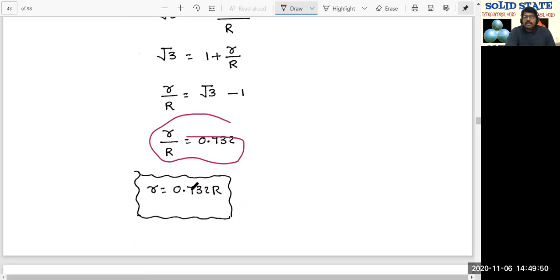So this is about voids. In fact, voids are broadly classified into two types: planar voids and non-planar voids. Of the non-planar voids, there are three types: one is the tetrahedral void, the second is the octahedral void, and the last one is the cubic void.